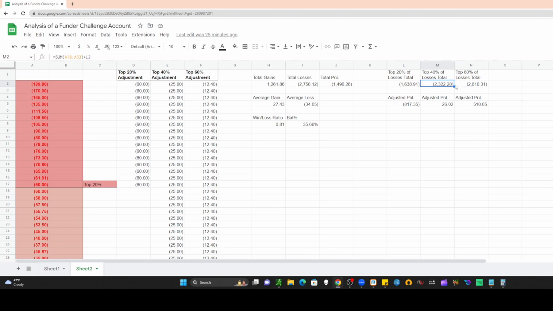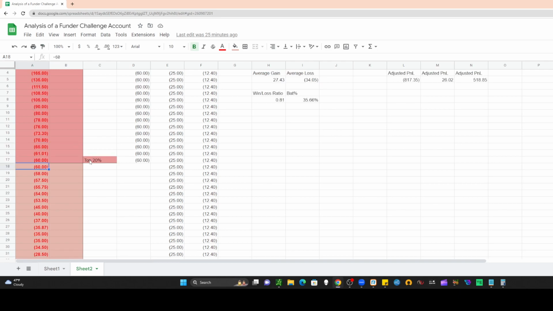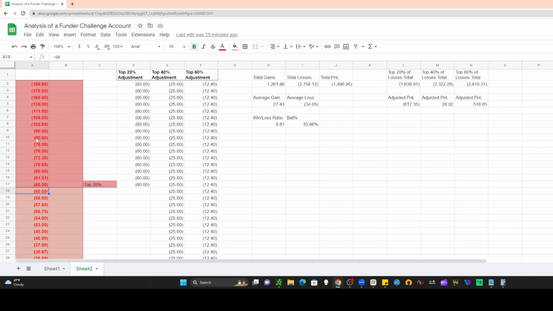Now, more importantly, what would happen if we actually decide to cut our losses off earlier? Now remember, our average gain is $27.43. The average loss is $34.05. So let's check this out. Let's suppose that we start at the threshold that brings us into the top 20 percentile, which is right here. That's a $60 loss. So let's suppose that we actually capped all of these losses at $60, meaning that we never let the trade go more than $60 against us.